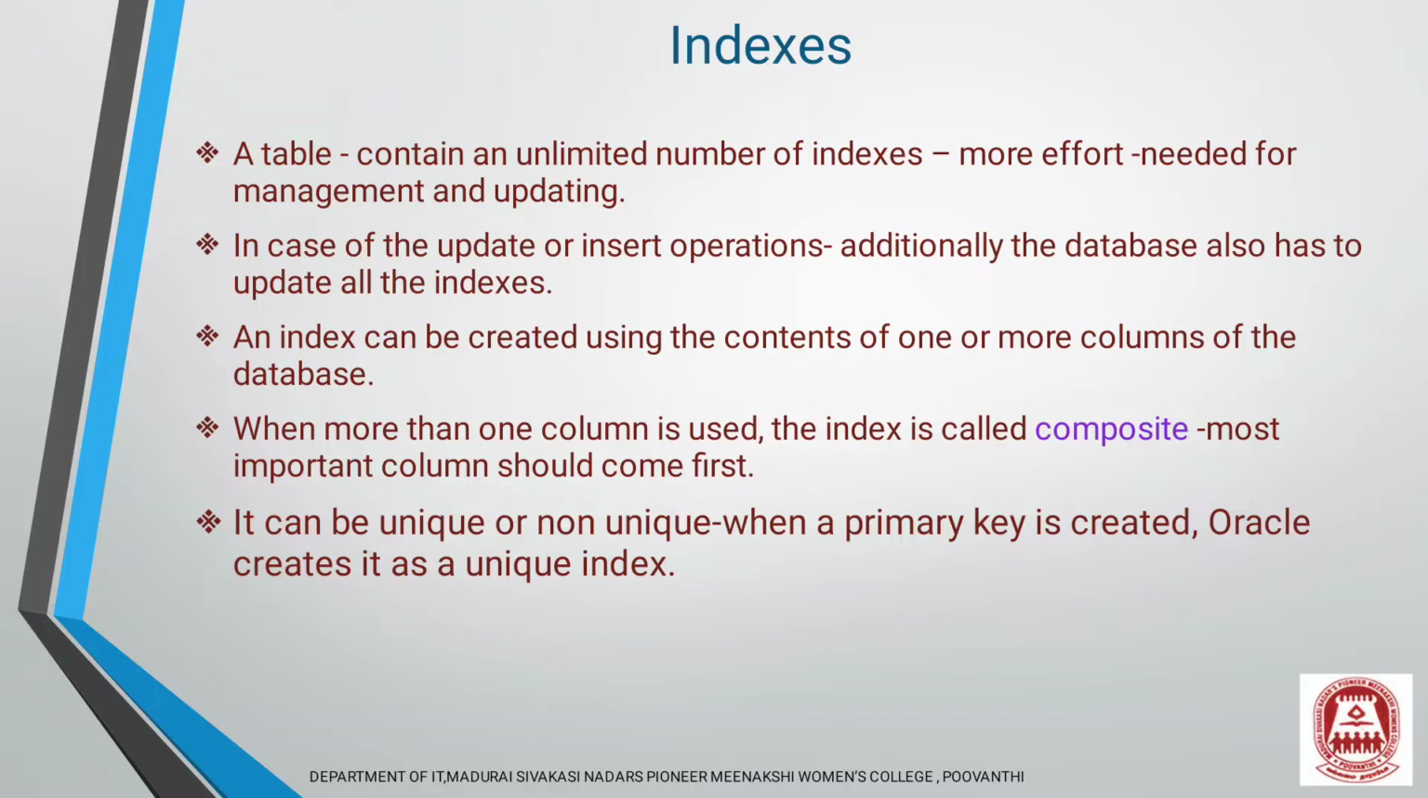An index can be created using the content of one or more columns of the database. In the previous slide, I showed you the employee table with a one-column index. Here there is a possibility to use more than one column for an index. When more than one column is used to create an index, it is called a composite index. The most important column should come first. This is the only criterion we consider when we create a composite index.